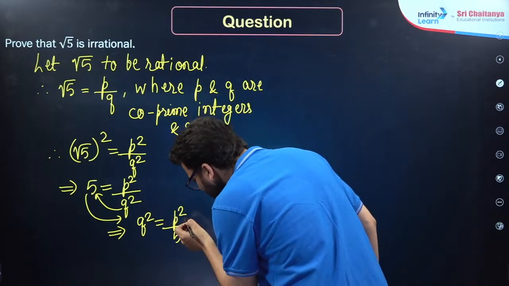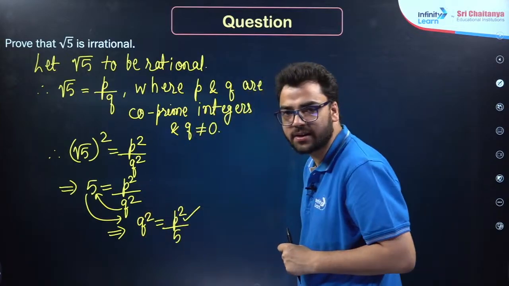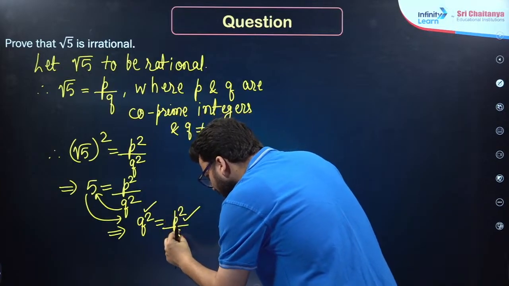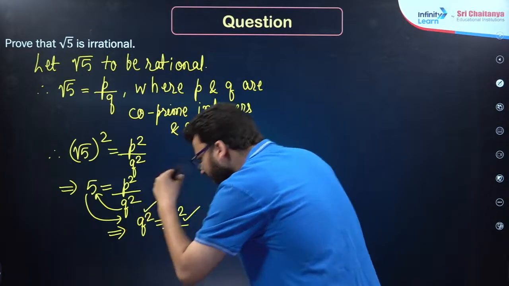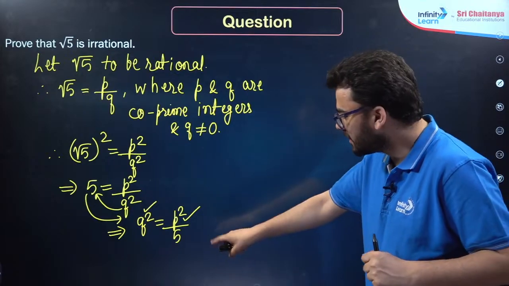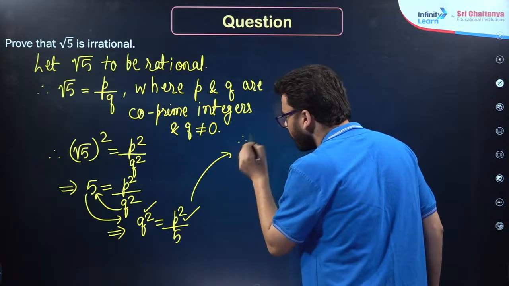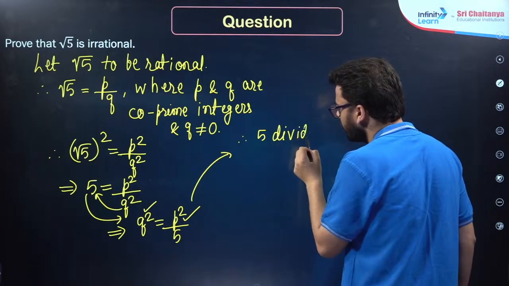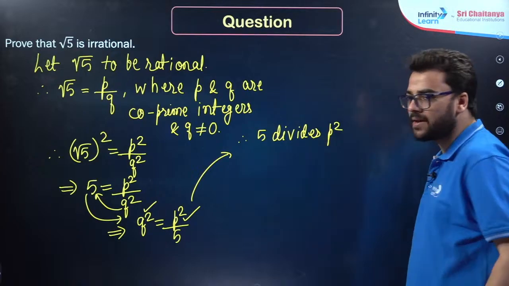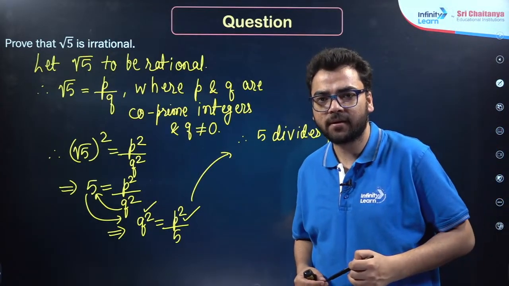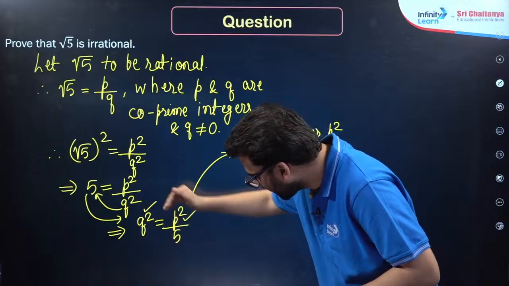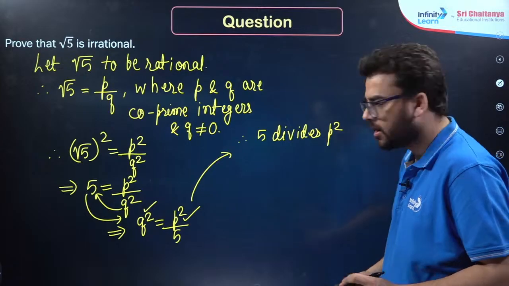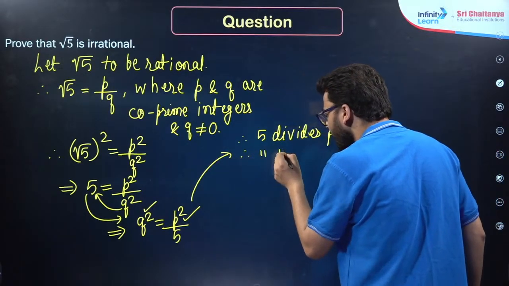Okay. Now you see, this is an integer, because p and q were integers. An integer divided by 5, q squared is also an integer. So p squared, an integer, divided by 5 is also an integer. So what does it mean? Does it not mean over here that therefore we can say that 5 divides p squared? Yes or no? 5 divides p squared, or 5 is a factor of p squared. Is that correct? Because now, an integer divided by 5 is coming out to be an integer. So that means that 5 is a factor of p squared. So therefore you can say 5 divides p as well.